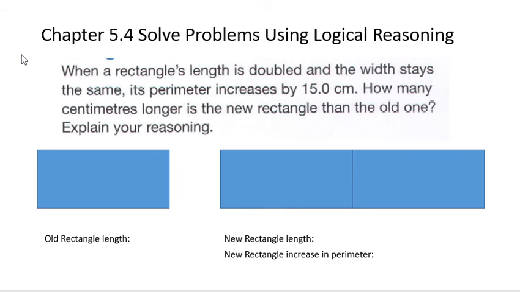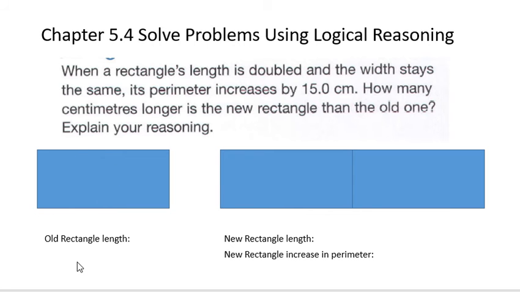When a rectangle's length is doubled and the width stays the same, its perimeter increases by 15 centimeters. How many centimeters longer is the new rectangle than the old one? Explain your reasoning. This problem, to be solved with logical reasoning, is really helped with a diagram.